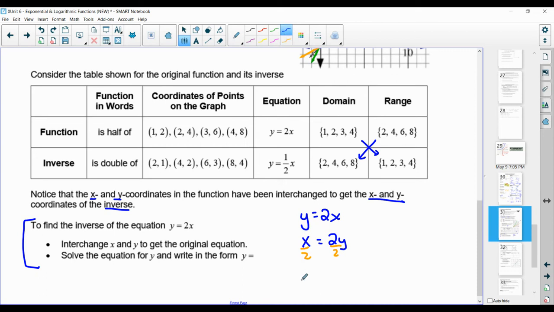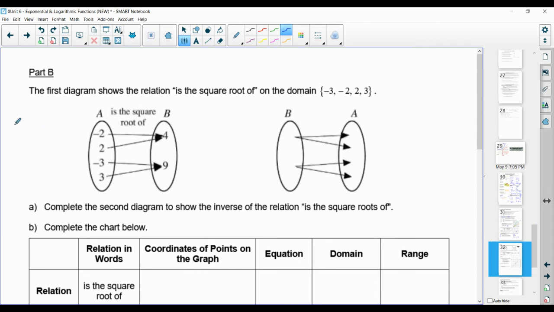And we would have x over 2 equals y, or we could write it as y equals 1/2 x. And so notice there's our inverse in our equation. All right, continuing on here.